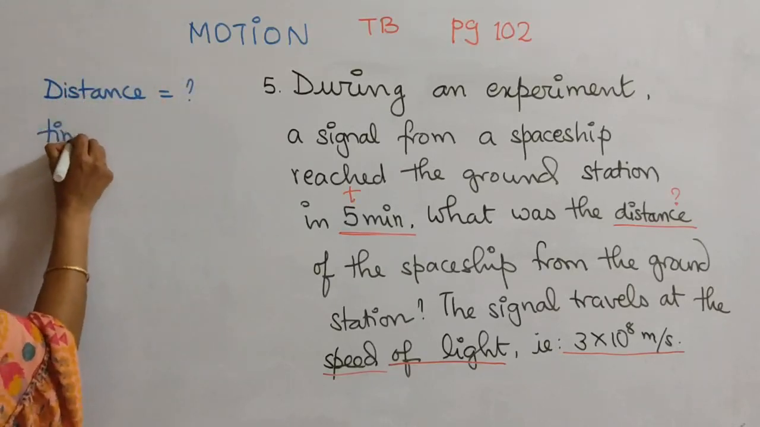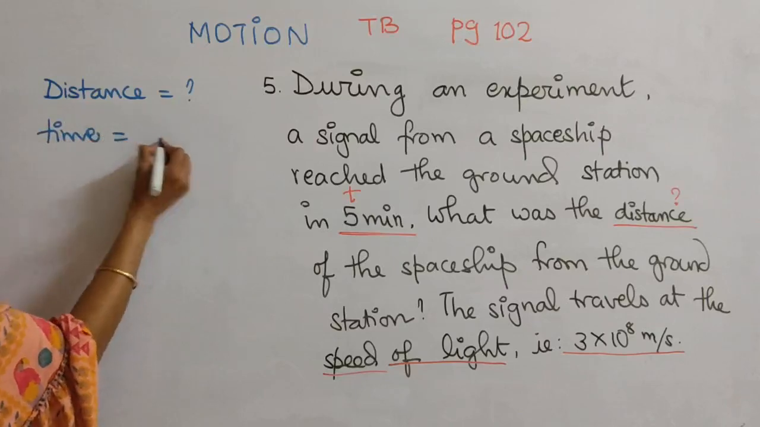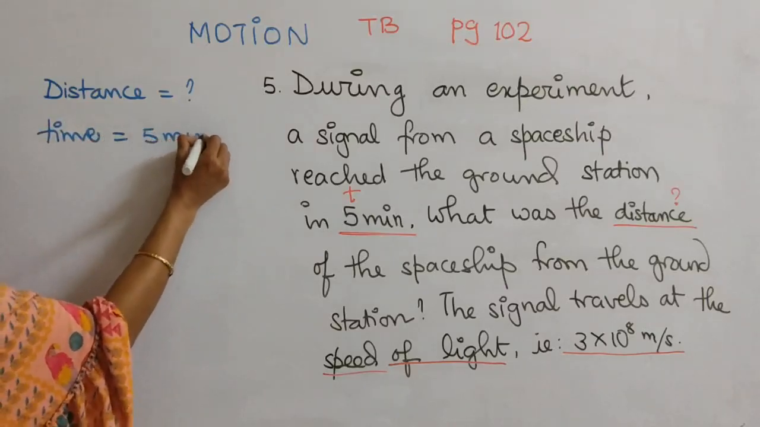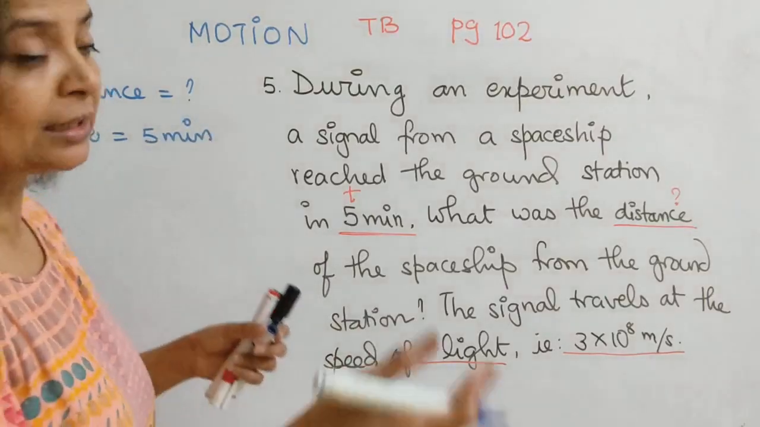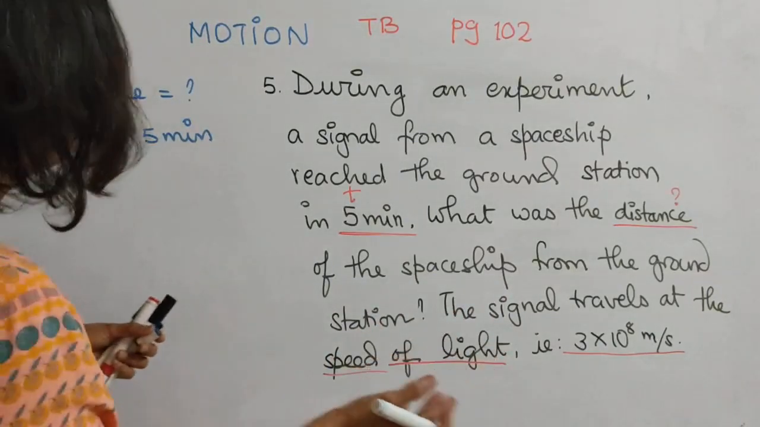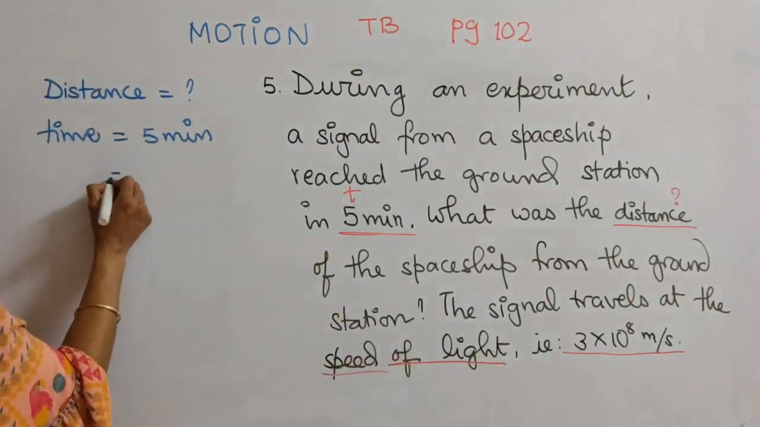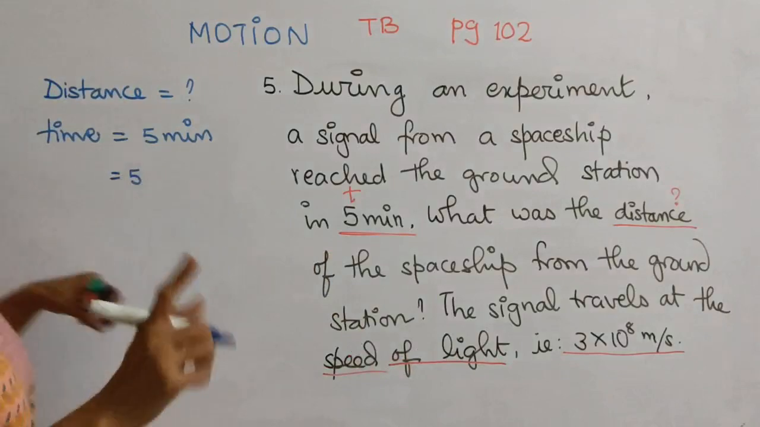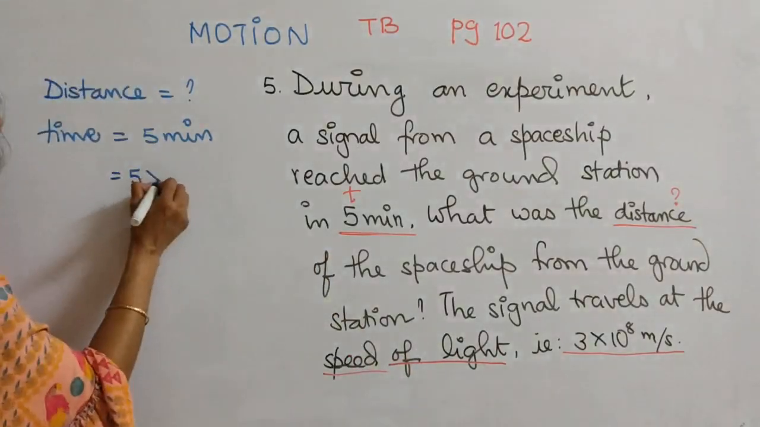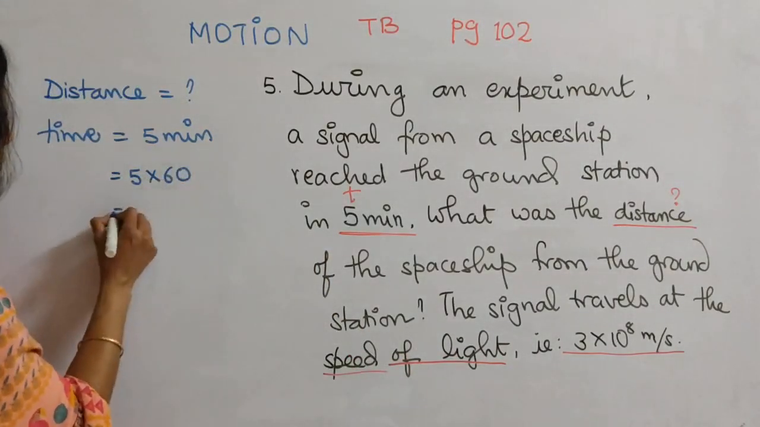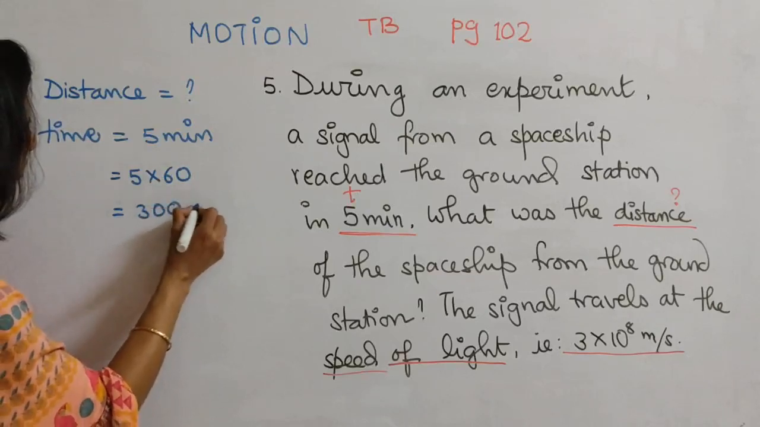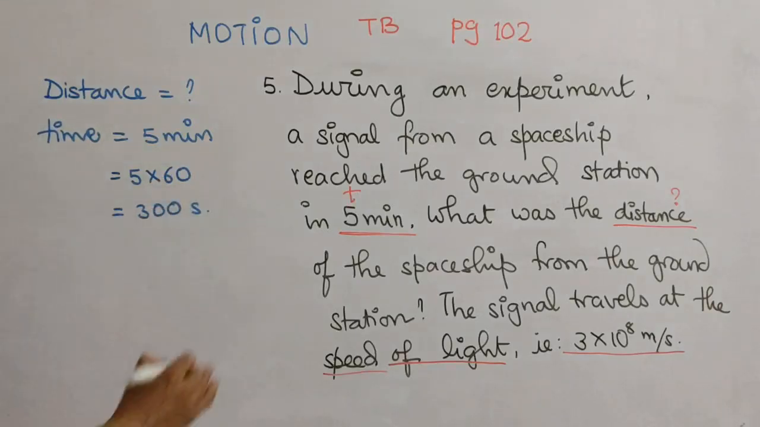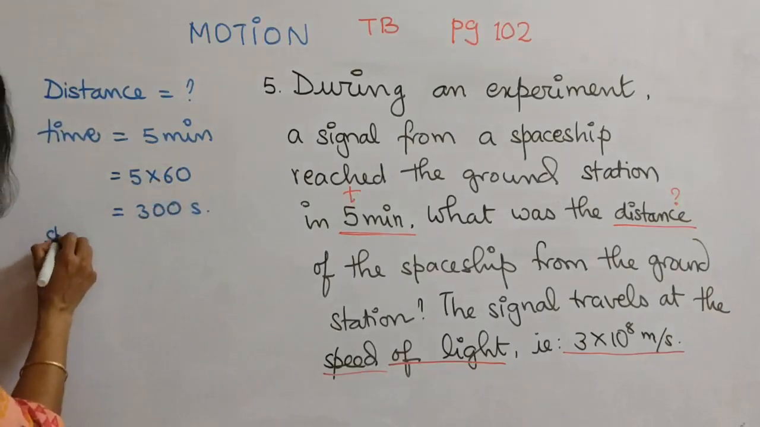Time is equal to 5 minutes. But as I told you, the SI unit and even the smaller unit is seconds. So we have to convert it into seconds. 1 minute is 60 seconds. So 5 minutes gives us 5 into 60, that is 300 seconds. Right? Okay. Now the speed is given to you.